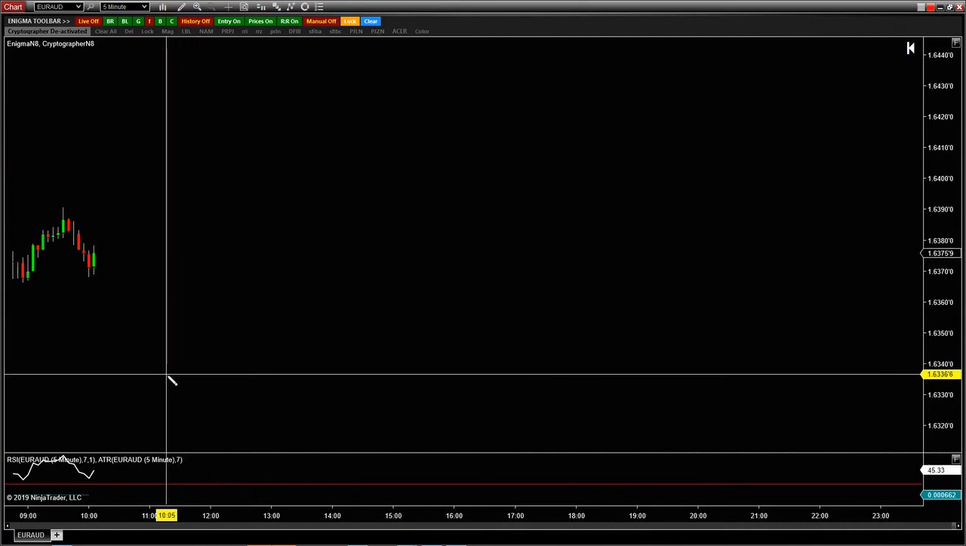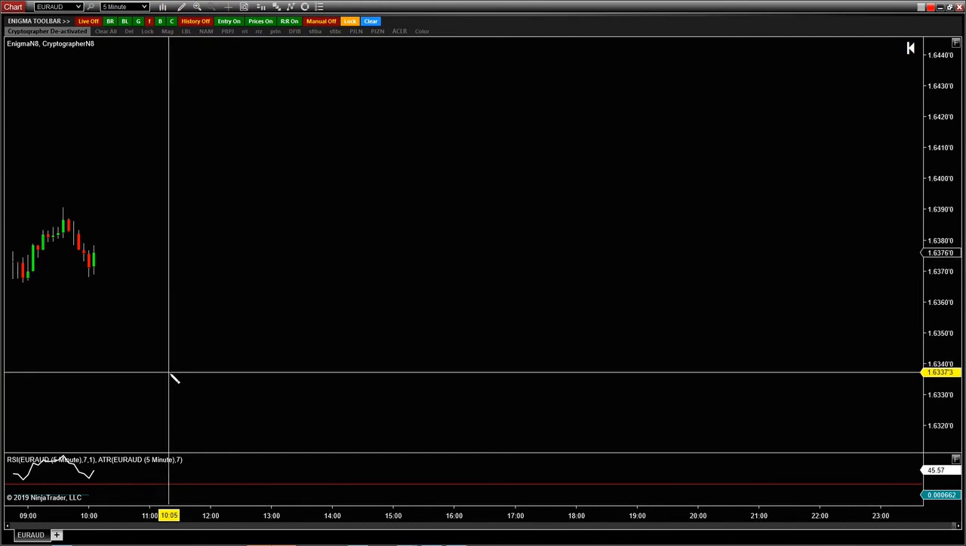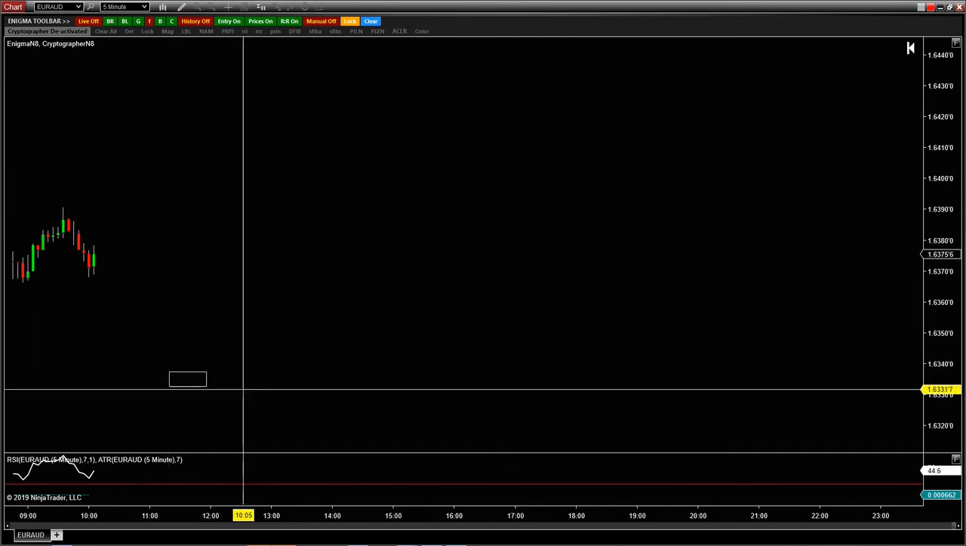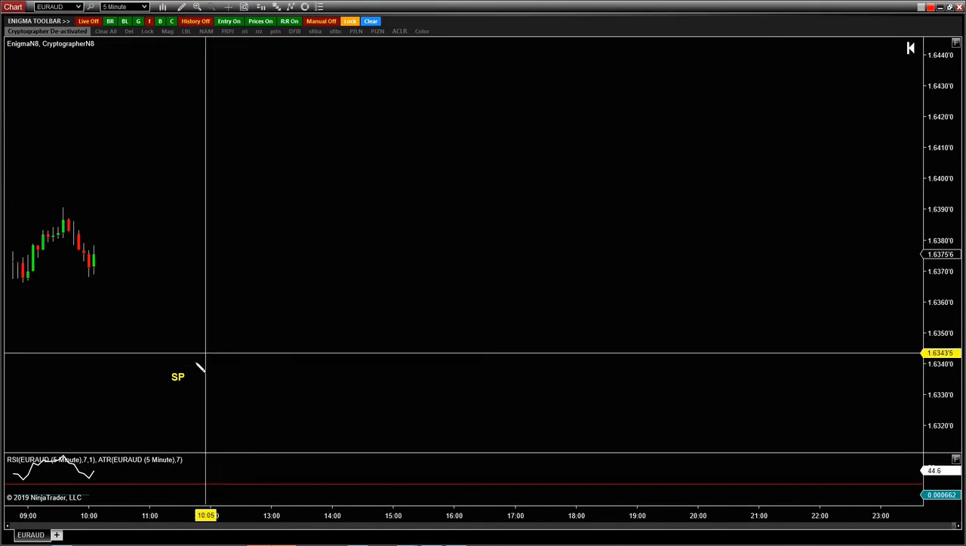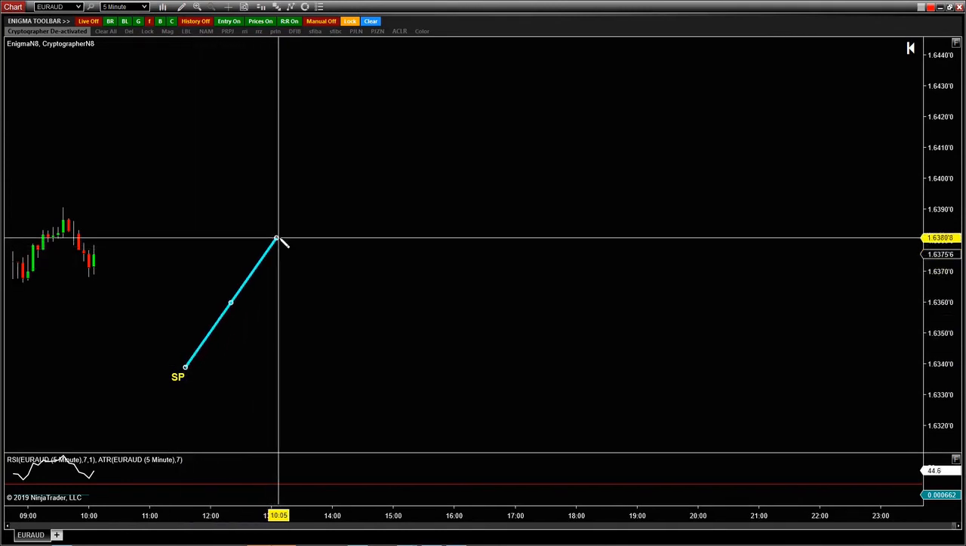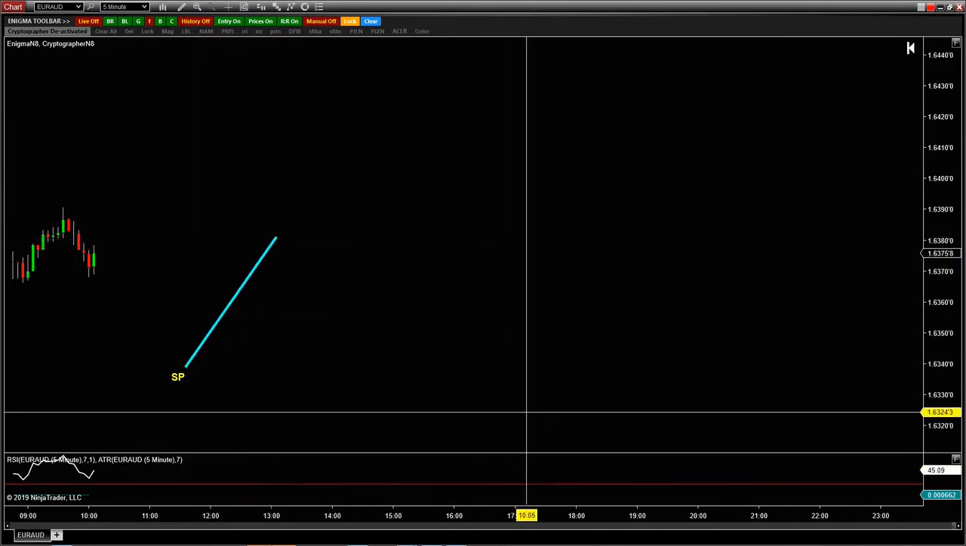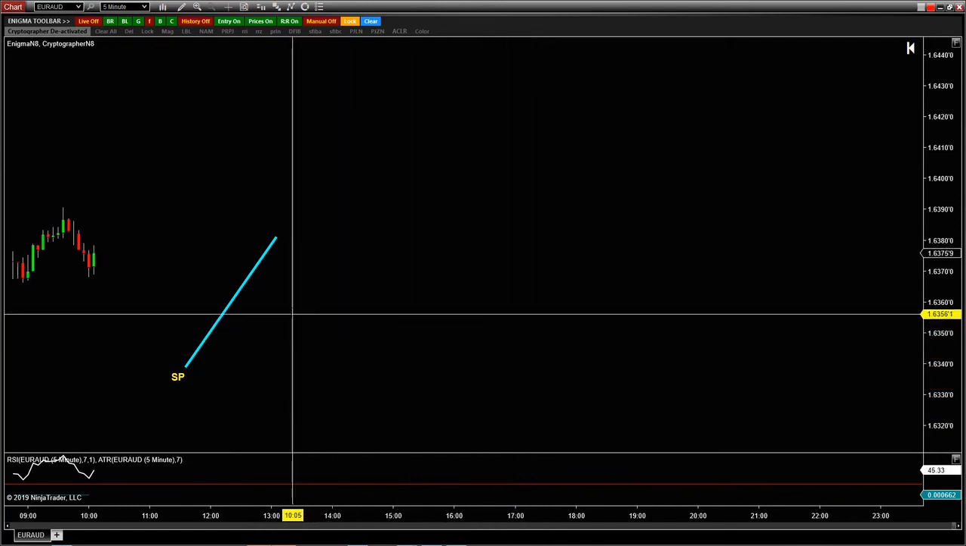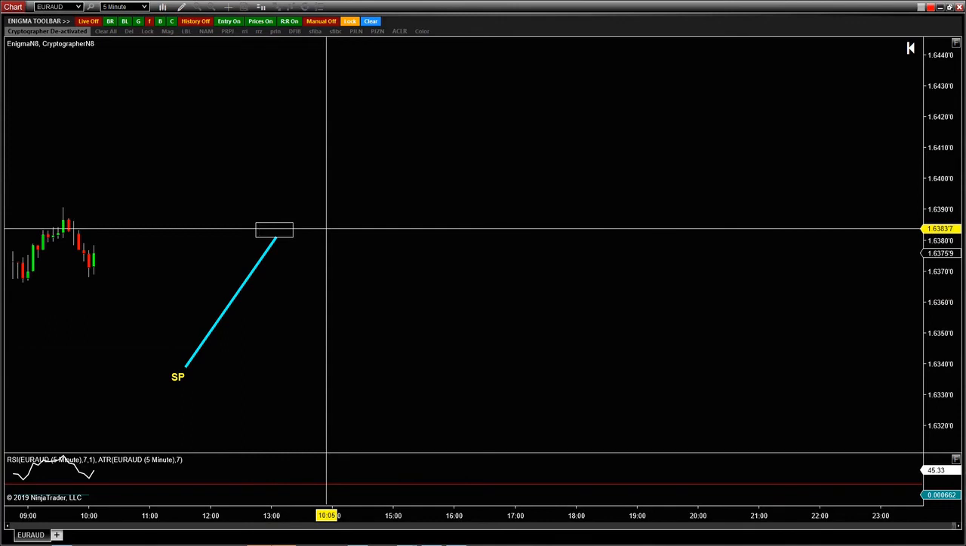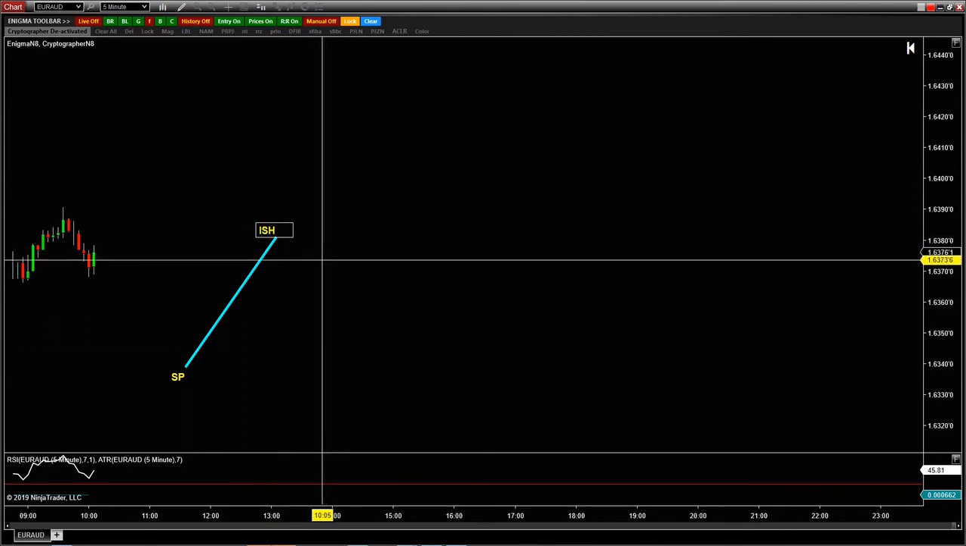All right. So let's start off here with our starting point, SP, because I'm bound to make a spelling mistake at some point. This move is what? Our first move. Initial structure high. We're not bullish yet, because for bullish, we need what type of move?